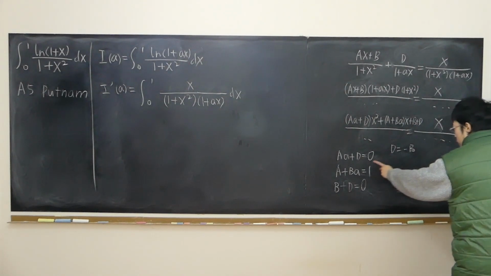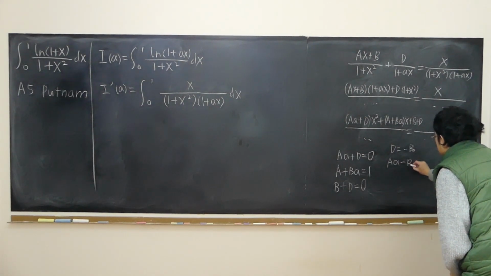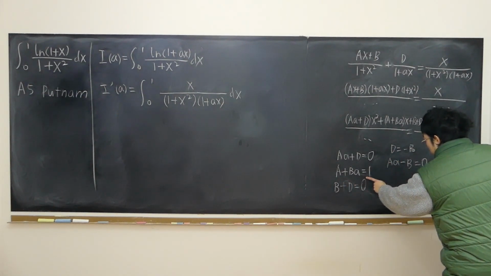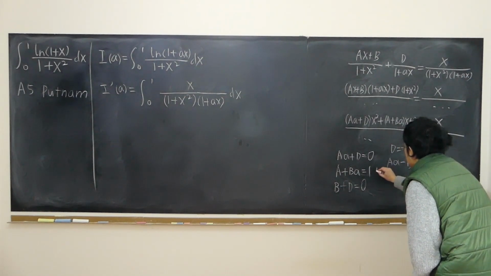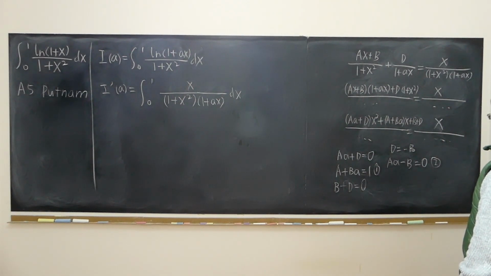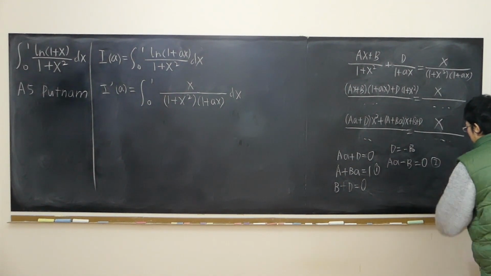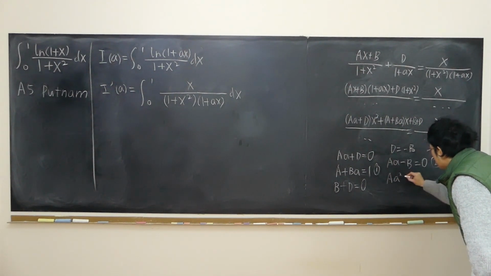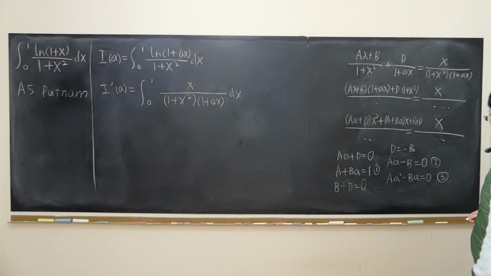So substitute this d into the first equation. We have A plus minus b equals 0. Using the second equation, let's say this is my equation 1, that is my equation 2. I'm going to multiply the second equation by little a. So capital A times a squared minus b times little a equals 0. This is my equation 3.